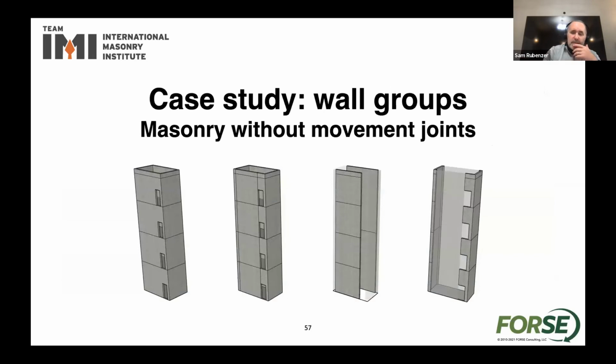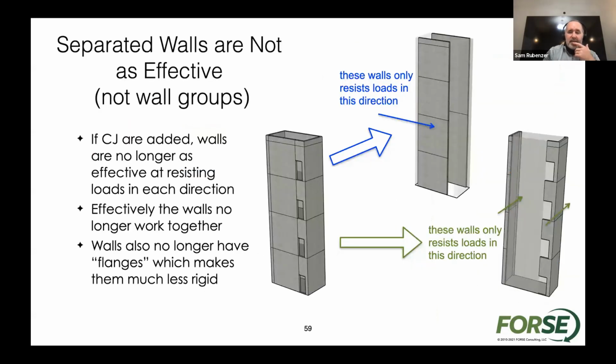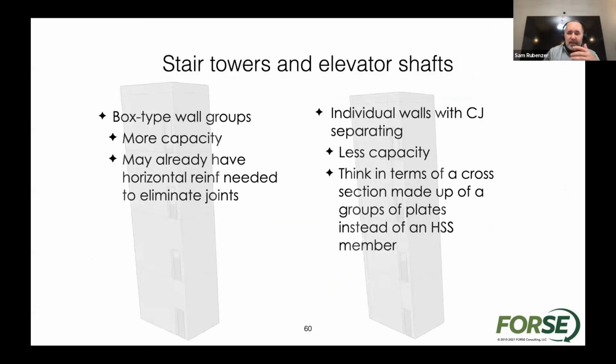Wall groups are ones that we talk about and have talked about. Again, just other times where we don't want to add control joints in these wall groups. They have so much more capacity if we don't add in some of those control joints. Just looking at the capacity, if we add control joints in at these openings, we really do limit the capacity of the groups, where only certain walls can handle the loads in certain directions. And again, keeping horizontal reinforcement, keeping this box, gives the overall structural capacity a huge advantage.